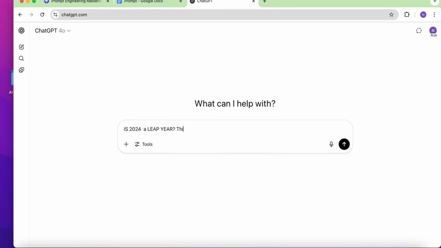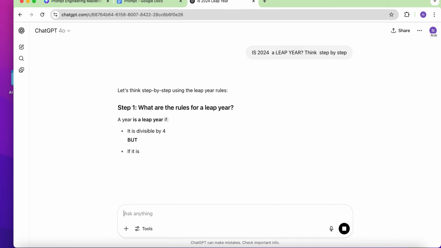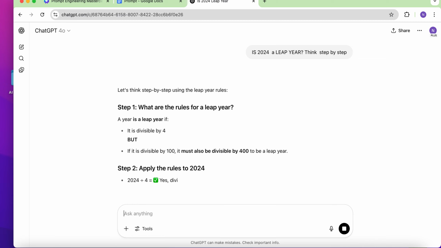All right, so let's go again. Is 2024 a leap year? Think step by step. All right, let's see what it says. What are the rules for a leap year? So this is the first step. A year is a leap year if it is divisible by 4. But if it is divisible by 100, it must also be divisible by 400 to be a leap year. Step 2: apply the rules to 2024.